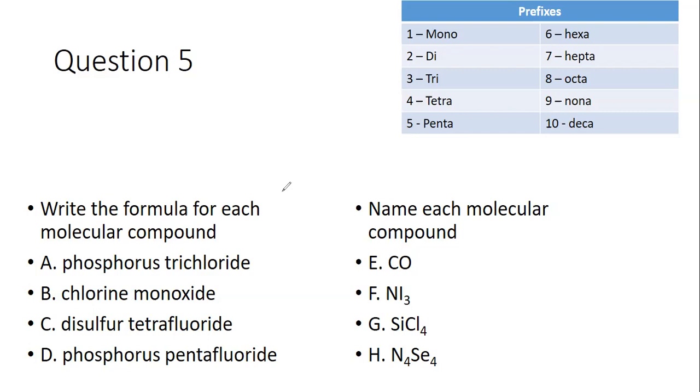And this is relatively simple. It tells you right in the name what you have, right? So phosphorus trichloride, so PCl3, right? So these molecular compounds are way easier than ionic compounds because they're all the same. Molecular compounds are all the same. So see if you can do B, C, D, E, F, G, H.